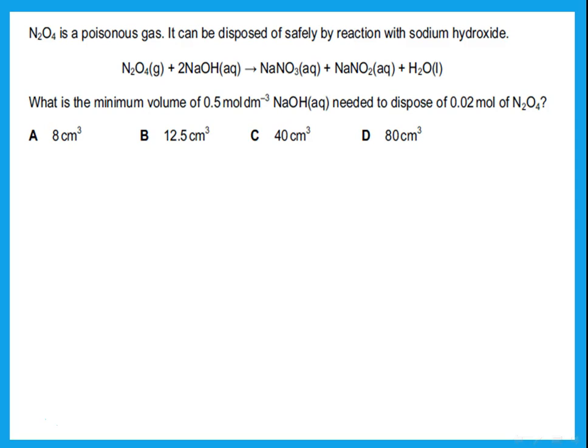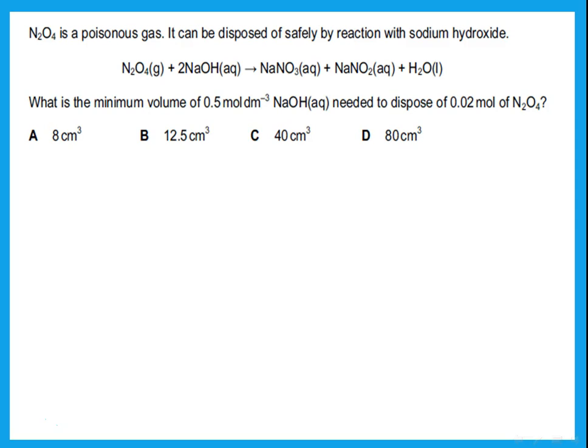N2O4 is a poisonous gas. It can be disposed of safely by reaction with sodium hydroxide, and he gives you a certain equation. Now, what is the minimum volume of 0.5 mole per decimeter cubed sodium hydroxide needed to dispose of, or needed to react with, 0.02 mole of N2O4?